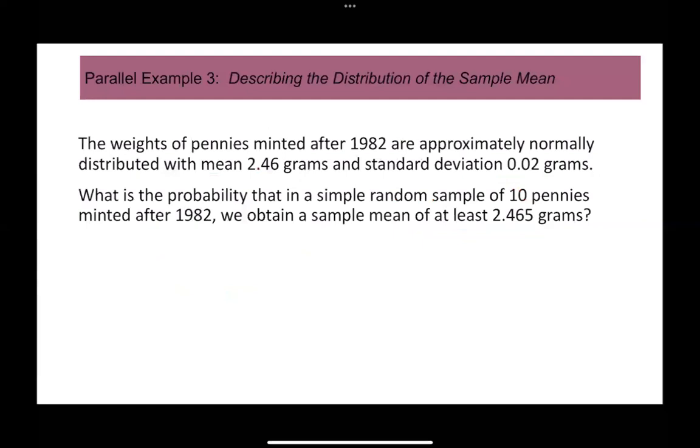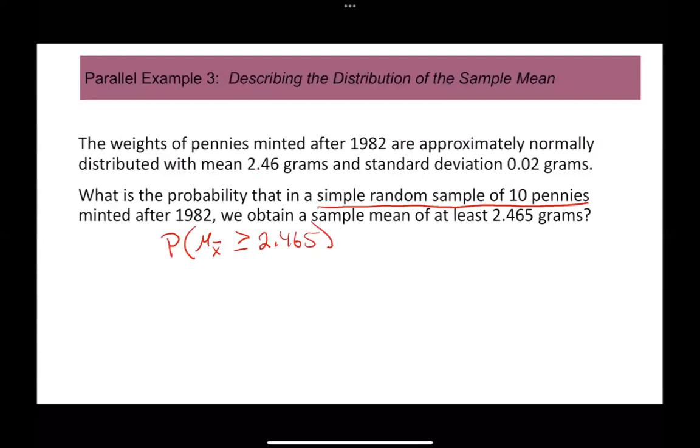Okay. See, this is the example I was just telling about. The weight of pennies minted after 1982 is approximately normally distributed with a mean of 2.46 grams and a standard deviation of 0.02 grams. We already know that. What is the probability that a simple random sample of 10 pennies minted after 1982 will have a sample mean of at least 2.465 grams? So we're looking for the probability that the sample mean is greater than or equal to 2.465. That's what we're looking for.